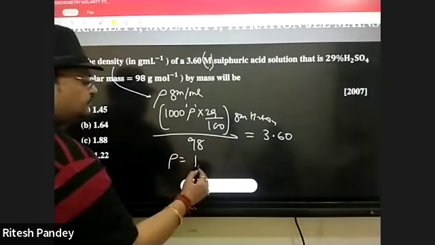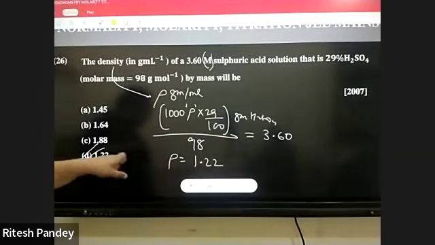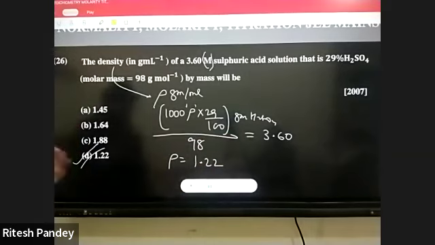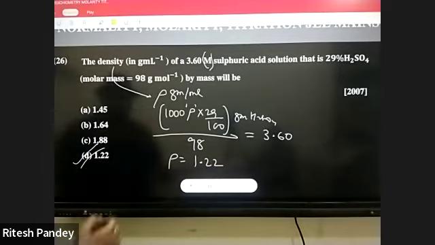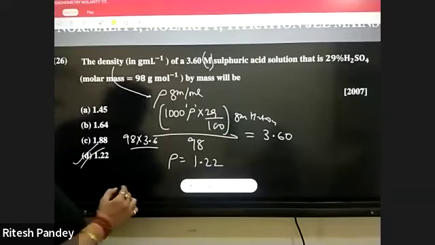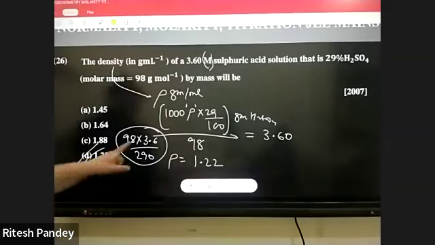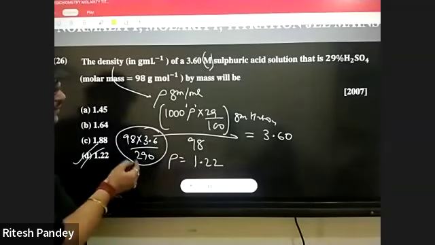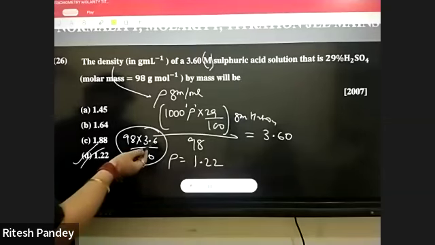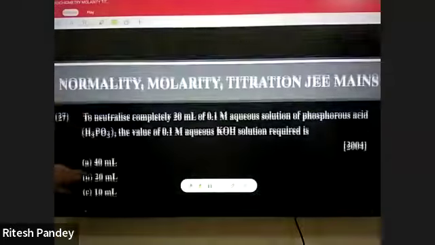1.22, option D. Again, you don't want to skip a problem of this kind, because the calculation would not be clinically required. You want to go with a value which is closest to the given value. 98 into 3.6 by 290. When I was solving and came up to here, I understood that this value will be around 1.2. This is around 100, this is around 300, so it is close to 3.6 by 3, around 1.2. So you don't want to leave questions of this kind.